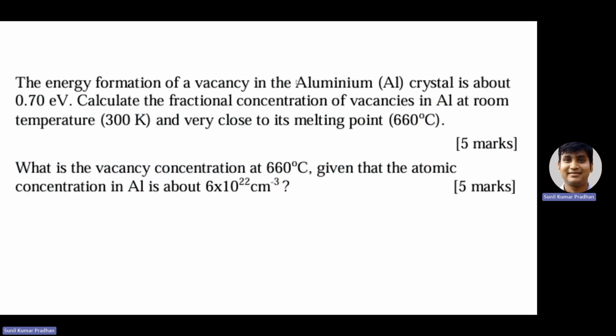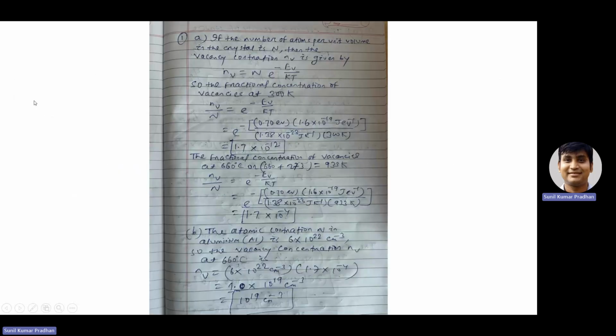Now, the energy of formation of vacancy, that is Ev, is already given as 0.70 electron volt. We can put it here, so e to the power minus 0.70 eV, into 1.6 into 10 to the minus 19, because you have to convert it into joule. And K, the Boltzmann constant, is 1.38 into 10 to the minus 23 joule per degree Kelvin, and T is the absolute temperature. So this fractional concentration at 300 Kelvin will be 1.7 into 10 to the minus 12.